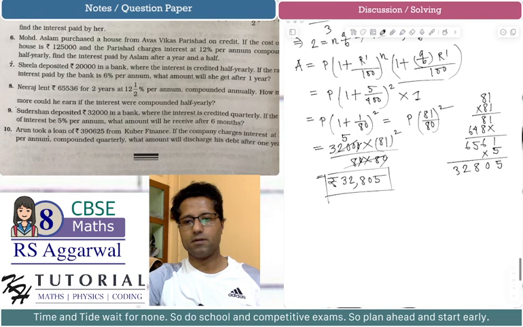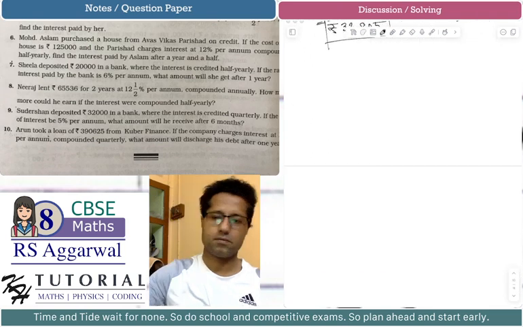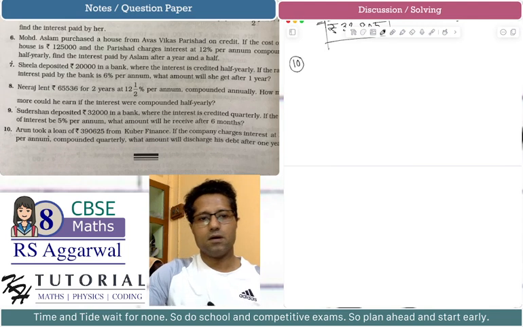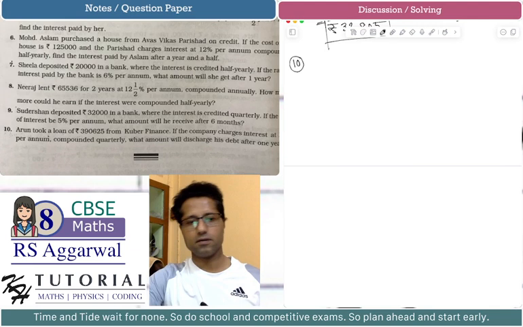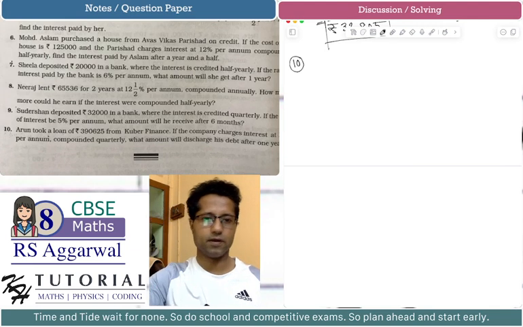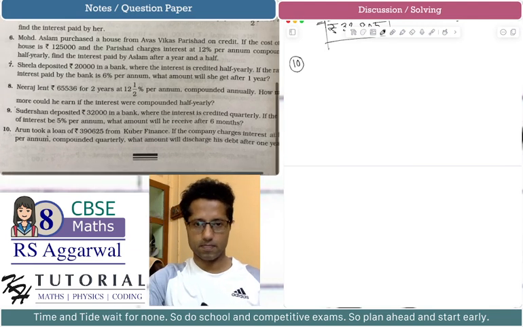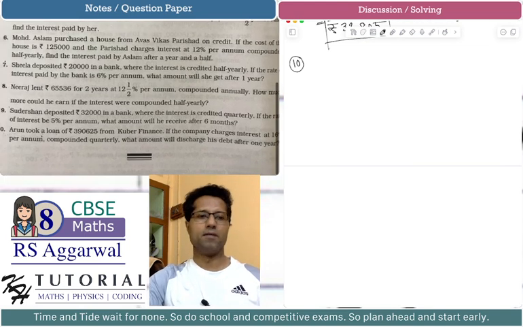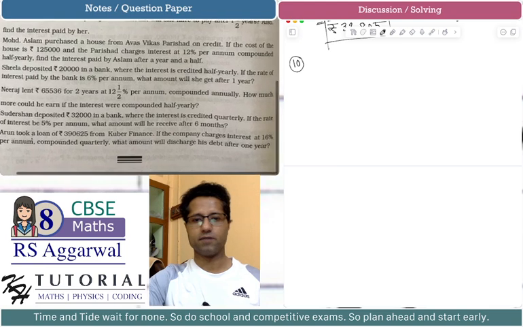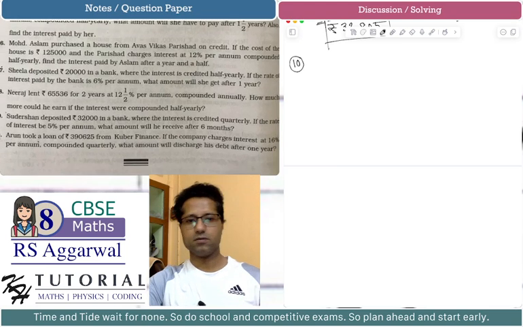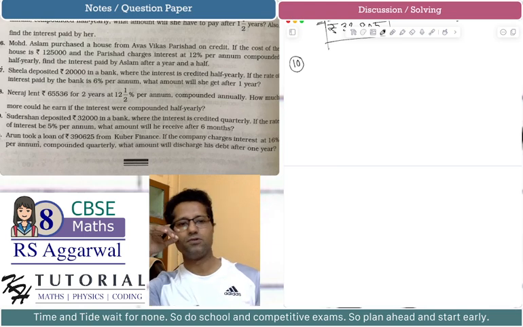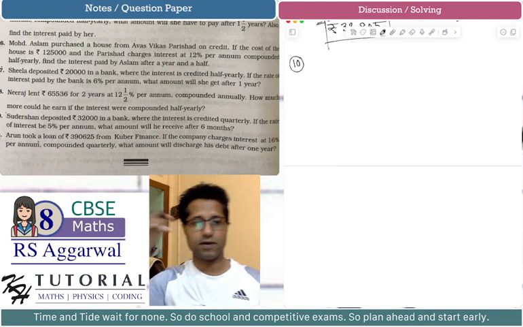Let's do problem number 10. Arun took a loan of 390,625 from Kuber Finance. If the company charges interest at 16% per annum compounded quarterly, what amount will discharge his debt after 1 year? What amount will discharge his debt after 1 year means we have to find the amount that Arun will have to eventually pay back to the Kuber Finance.